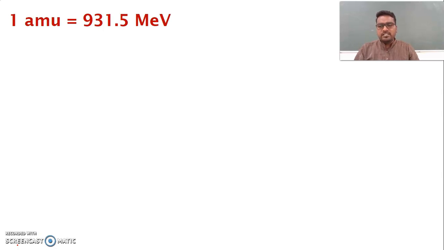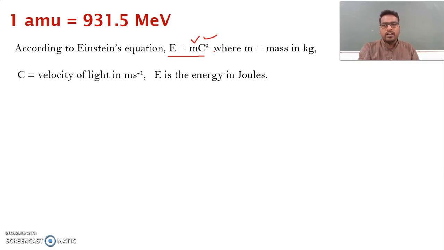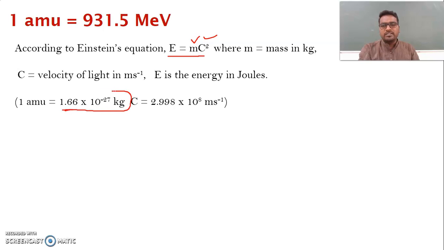So we know Einstein's mass-energy equation, that is E is equal to mc square, where m is the mass and c is the velocity of light. The mass of 1 AMU is nothing but 1.66 into 10 to the power of minus 27 kg, and the velocity of light is 2.998 into 10 to the power of 8 meter per second.